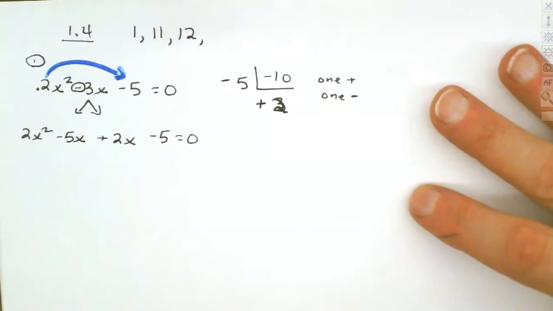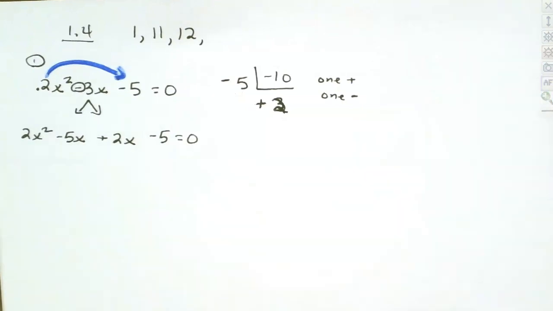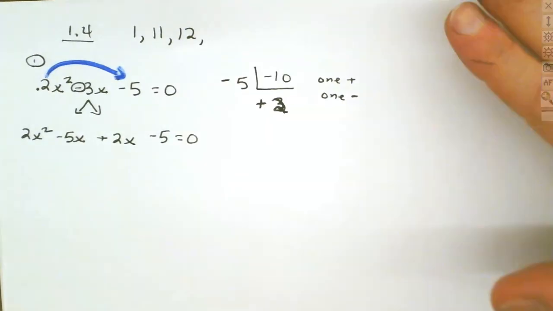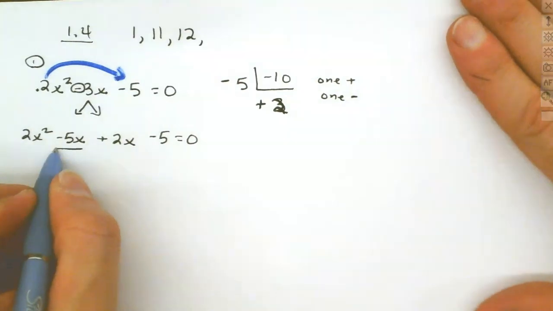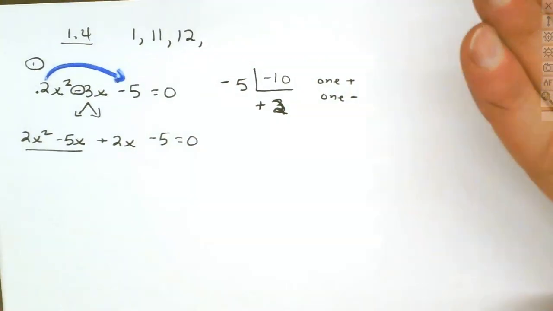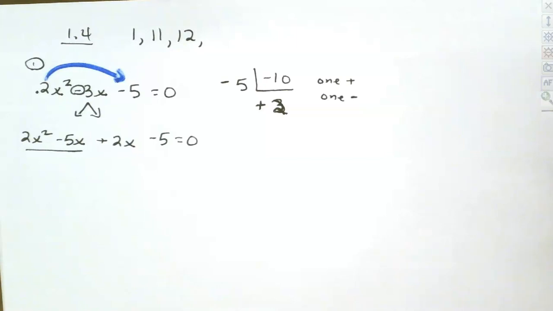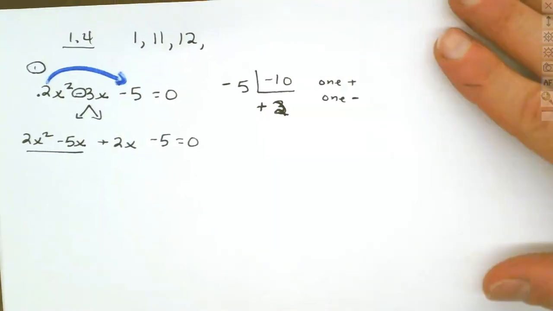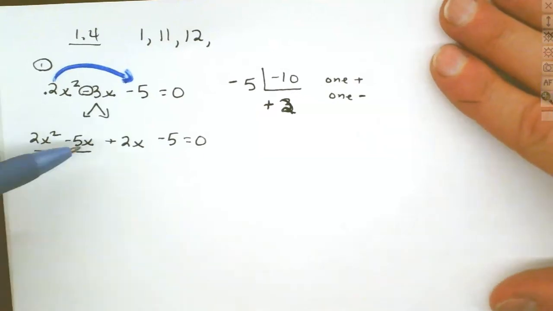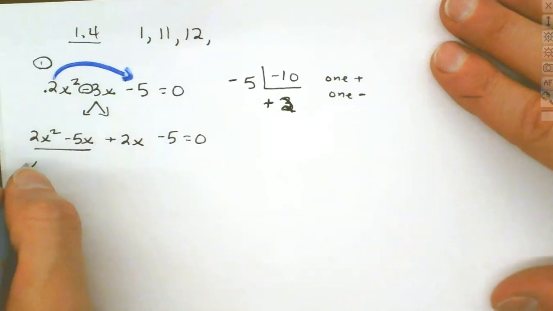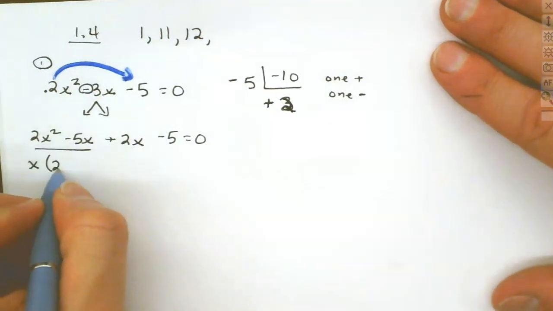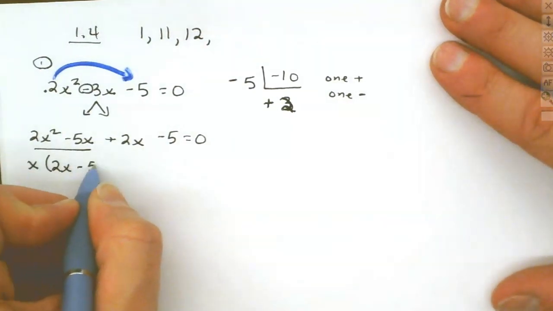Is everyone okay with what I did there? So I split that middle up. And now once I've got it split up, I need to factor by grouping. So the first 2, what can I factor out of the first 2 I've got underlined here? Can someone tell me? Nothing's in common, but I can factor out an x. And that leaves you with a 2x minus 5.